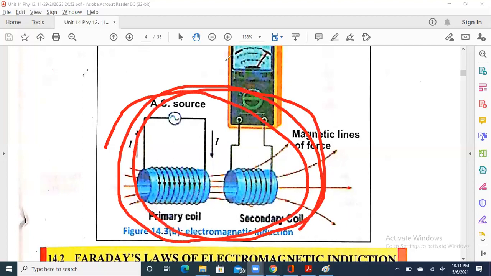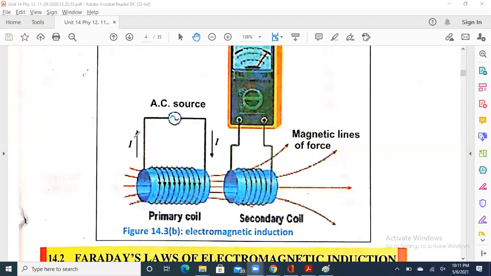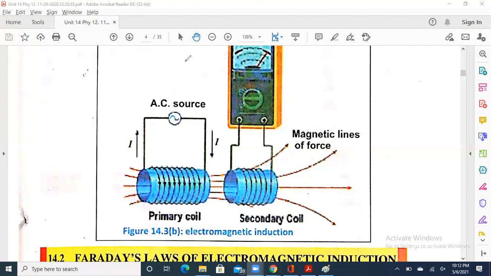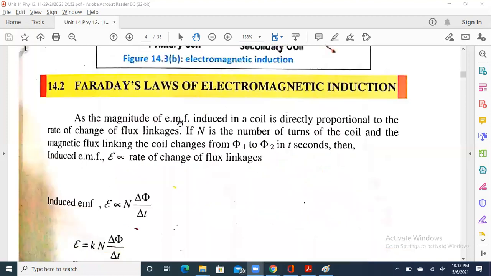Statically, yes, because sir, they are not moving. When it is not moving, then it is called static. So this is the example of the statically induced EMF. Now we have to proceed ahead and look at the other example of the dynamically induced EMF.